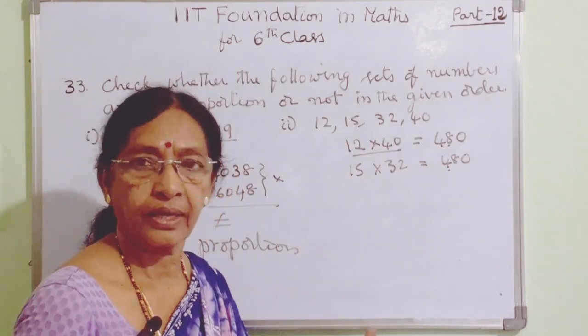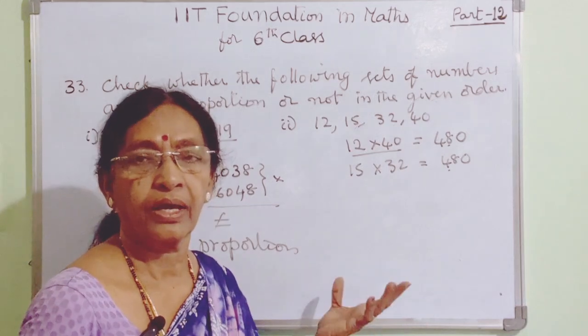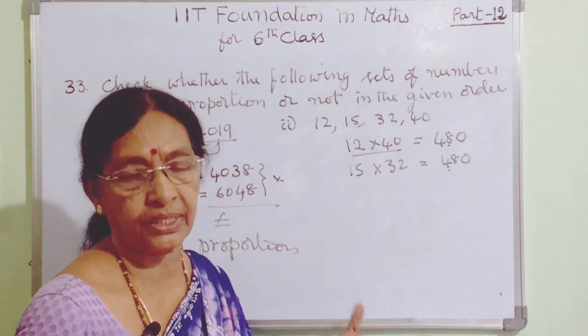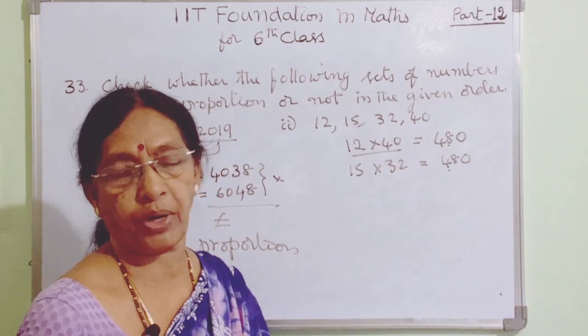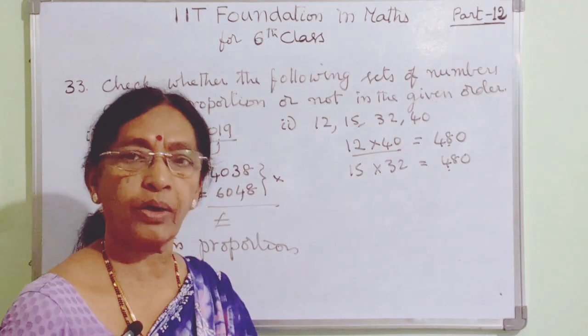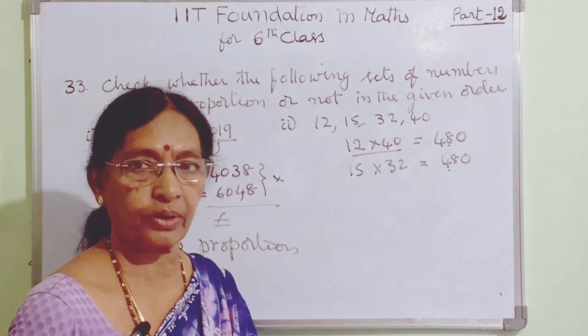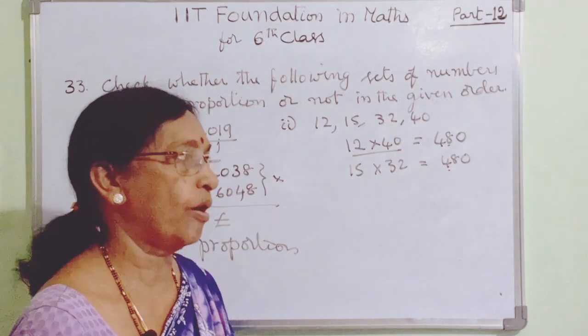Thus, if 4 numbers are in proportion, the product of means is equal to the product of extremes, or the product of extremes is equal to the product of means. That is the law of proportion.